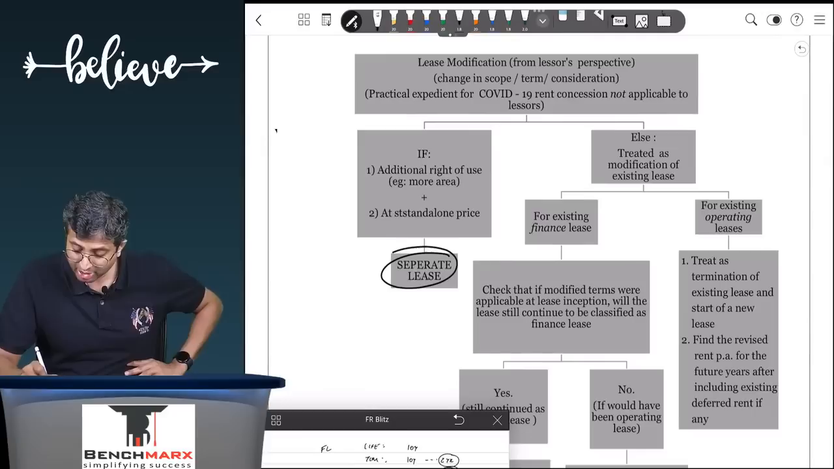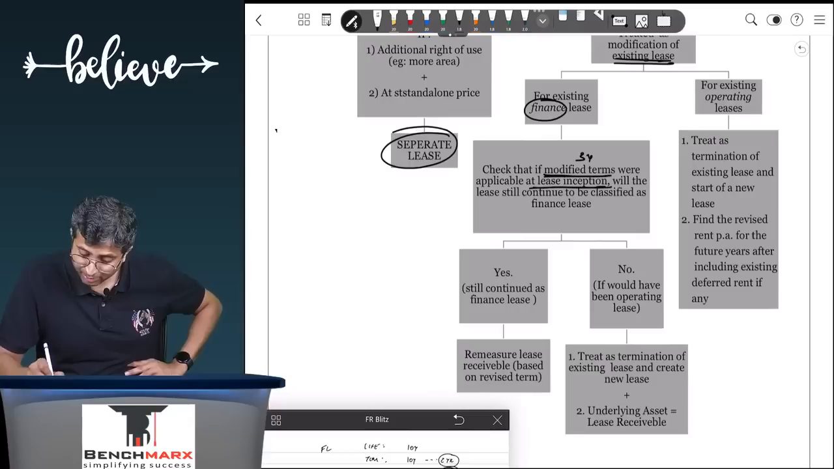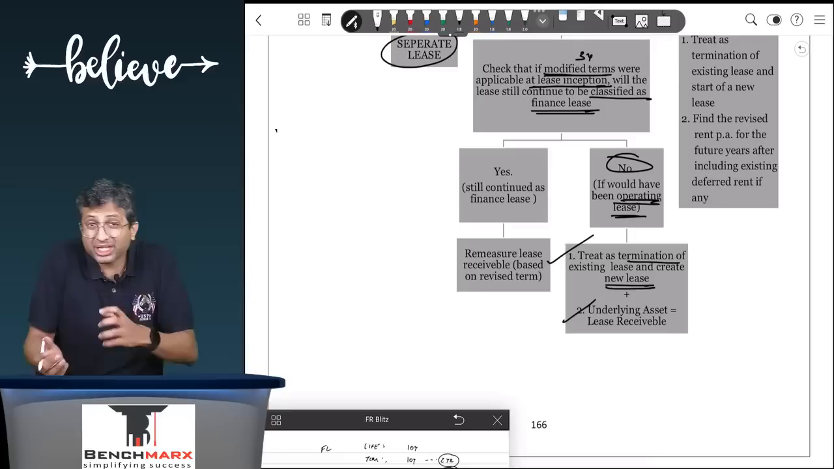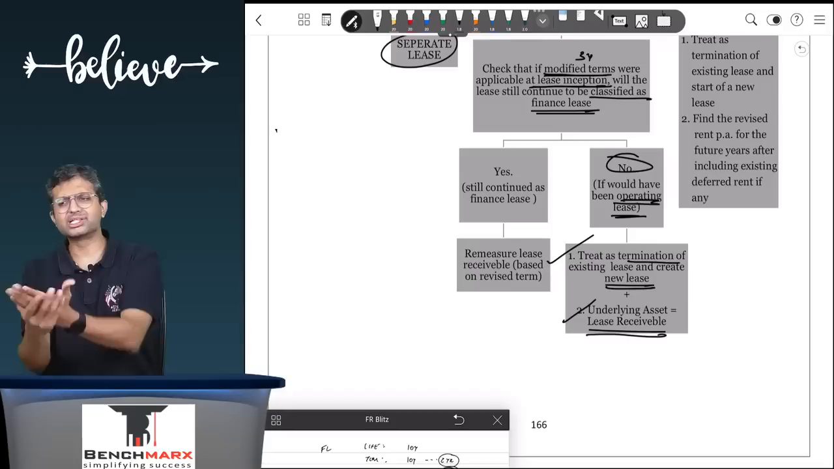So over here, if there is a modification which is treated as separately, there is nothing like it. Else, you treat it as a modification of existing lease. For existing finance leases, check if the modified terms, that is the 3-year term, if it was applicable at lease inception, will the lease still be continued as a finance lease? Let us say no. In our example, it would have become operating lease. Then you will treat it as a termination of the existing lease, and you will try to create a new lease. In which case, you will have to bring in the underlying asset. The underlying asset will be equal to the value of the lease receivable. You will pass the entry asset account debit to lease receivable at whatever value is there in your books. So let us say the lease receivable is at 249, then the asset will be shown at 249.